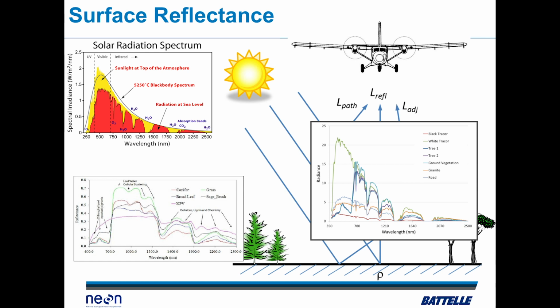Do you provide the data before atmospheric correction? Yes, the at-sensor radiance is one of our data products, as well as the reflectance data. What's the range in the spectrum? 380 to 2510 nanometers. And how many wavebands do you have? 426, because we divide it into 5 nanometer intervals. 426 wavebands.